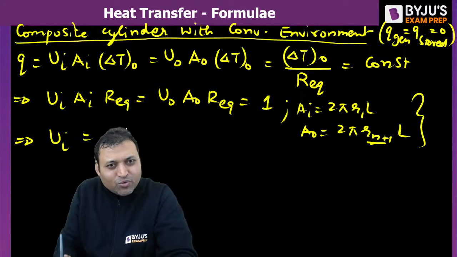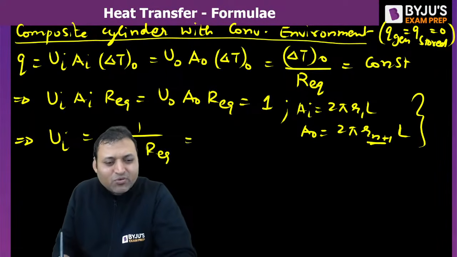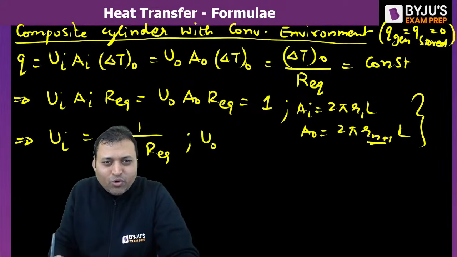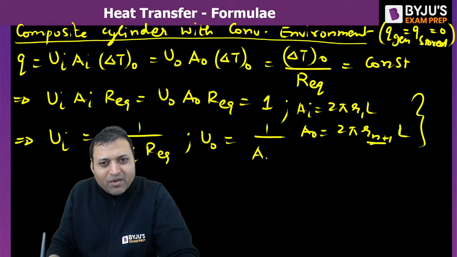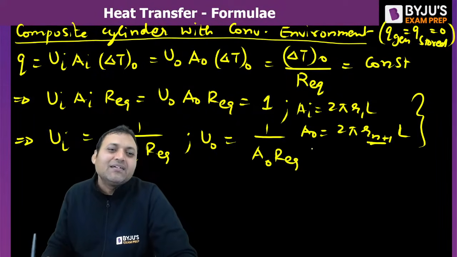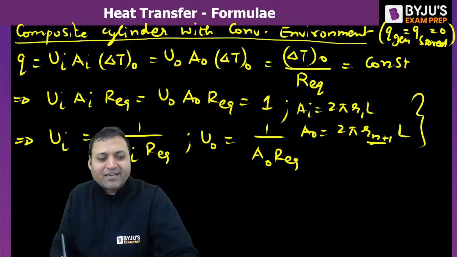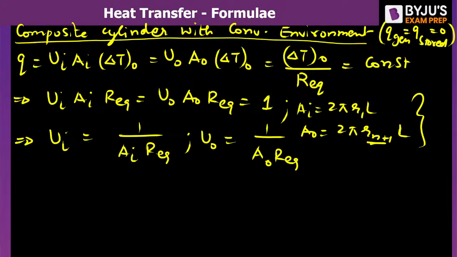Ui is equal to 1 upon Ai into R equivalent. We can find out Ui, and similarly we can find out U naught is equal to 1 upon A naught into R equivalent. Ui and U naught are the inner and outer overall heat transfer coefficients. And what is R equivalent here?